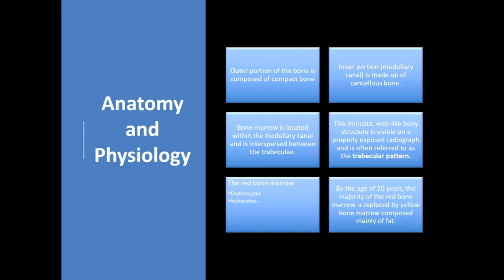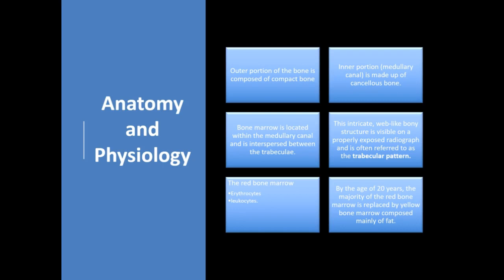Moving along here, the anatomy and physiology. I'm going to cover all of this pretty quick because you should already know all of this. We're looking at the outer portion of the bone, which is composed of compact bone. The inner is the medullary canal, made of cancellous bone. The bone marrow is located within the medullary cavity and is interspersed between the trabeculae. There are web-like bony structures visible on a properly exposed radiograph, called the trabecular pattern. So you'll be able to see the trabecular pattern, and that's how you know if you've got a good radiograph.